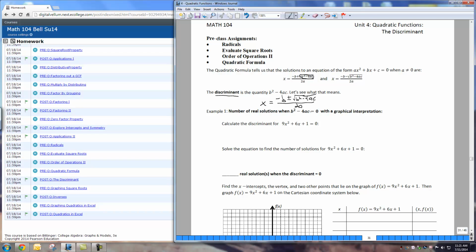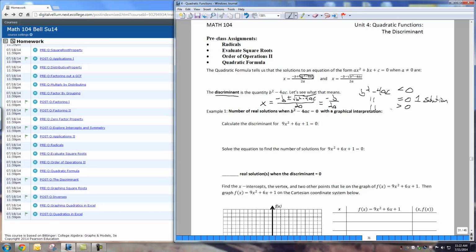The 3 situations are the discriminant being less than 0, the discriminant being equal to 0, or the discriminant being greater than 0. There's 3 cases. If the discriminant is equal to 0, that simply means that your solution is negative b over 2a. So you only have one solution.